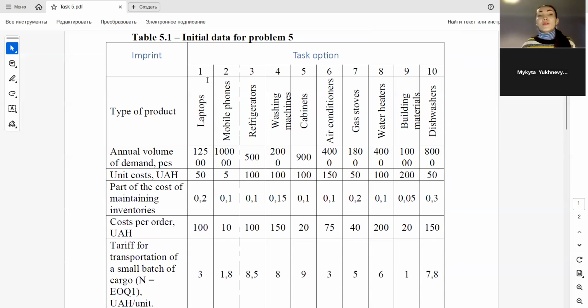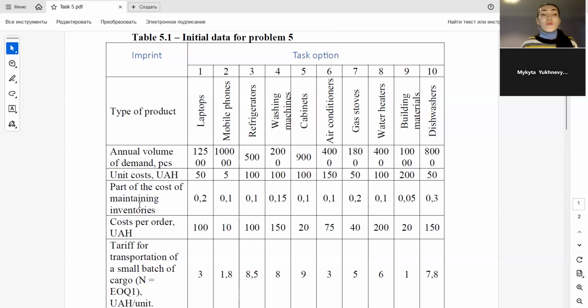For example, if we think about laptops, so we have 1,200, 5,000 pieces of these laptops. So this is how many laptops we need, the annual volume of demand. And for other types of products, we have different values. We have unit costs, for example, of one laptop or other. It is a cost not for buying, it is a cost for saving.